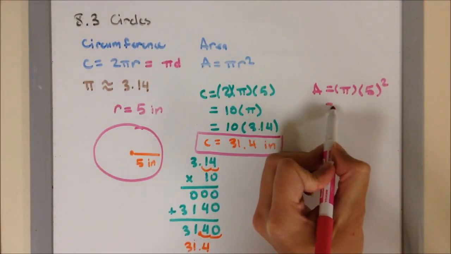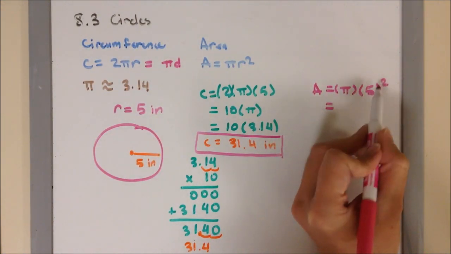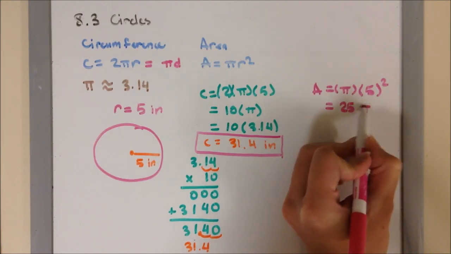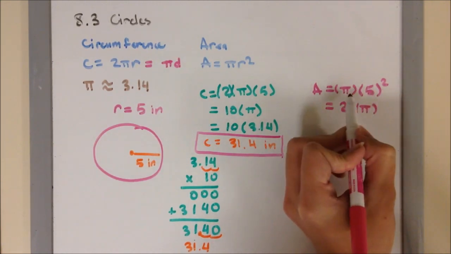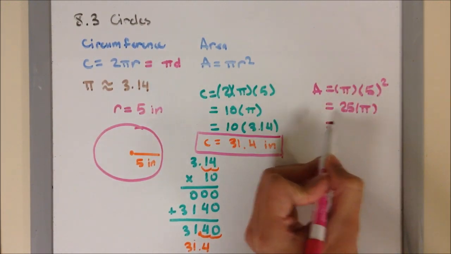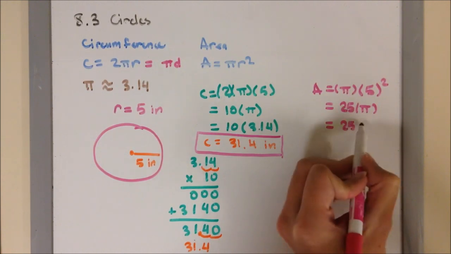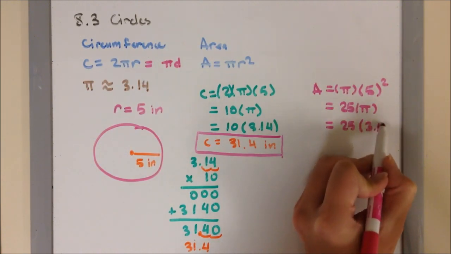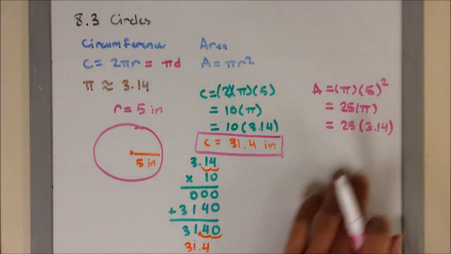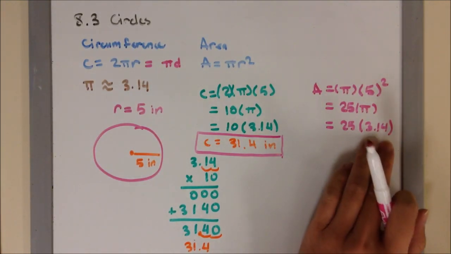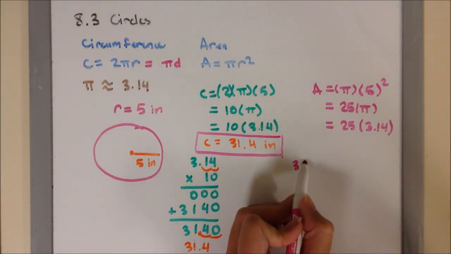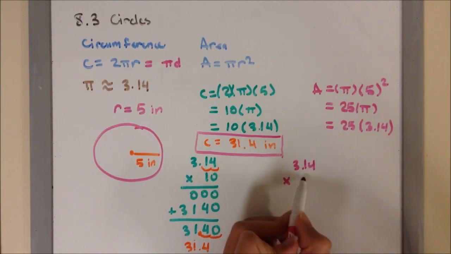So, we fill out the work for our area. What I'm going to do next is work with the 5 squared. 5 squared is 25 times pi. So what I did from step 1 to step 2 was the square of 5. Now from there, I'm going to fill in for pi, which is 3.14. Now I'm going to do the work here. The one with the most digits, 3.14, I'll put on the top. Multiply by 25.